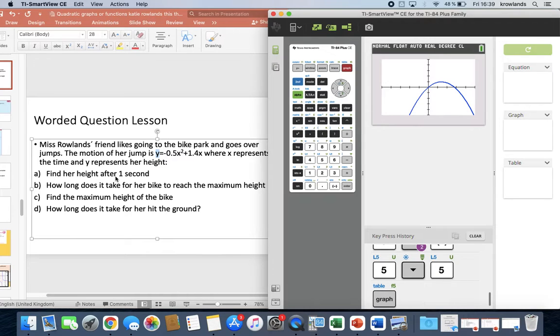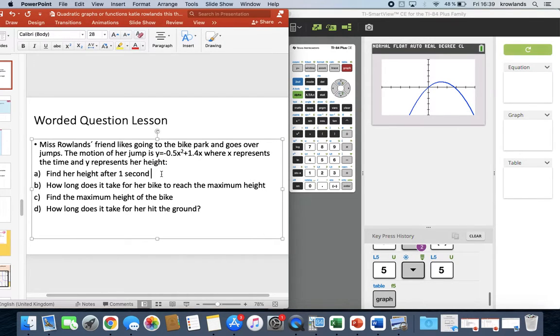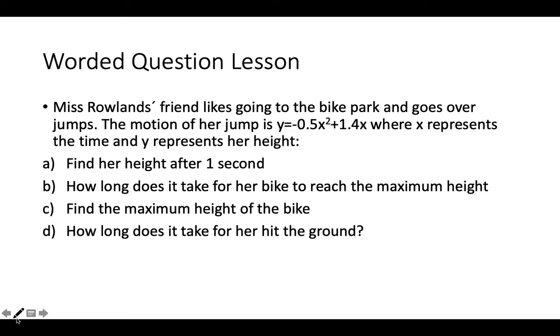Find the height after 1 second. So 1 second means that x is 1. You can do that really easily, manually, and all you need to do is substitution. You just replace every x with 1. y equals minus 0.5 times 1 squared, which is 1, plus 1.4. So y is simply going to be equal to 0.9. Let's assume this is in meters. So 0.9 meters after 1 second.